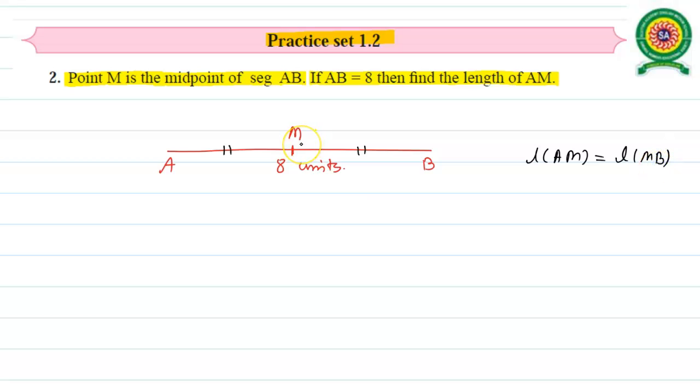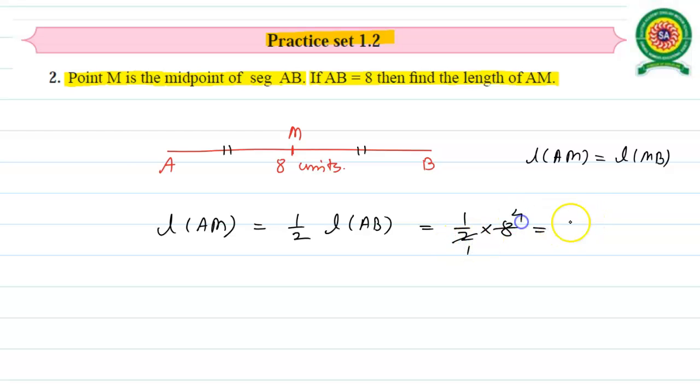Once M is the midpoint, it divides the given segment into two equal parts. So we have to find the length of AM. Look carefully. We can write the length of AM as half times the overall length of AB, because M is the midpoint, so it converts the segment AB into two equal parts. So half times AB. The length of AB is 8 units. Half times 8 means 2 fours are 8, so we are getting the length of AM equals 4 units.